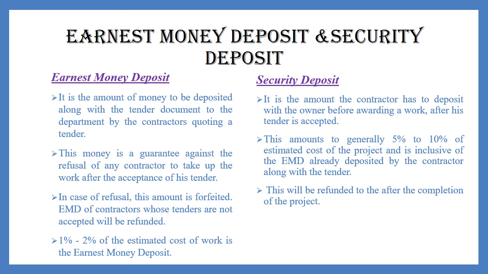If there is any fault in the construction and the contractor refuses to reconstruct the particular work, then the department will carry out work using this security deposit. If the contractor fails to do so, the whole or part of the security deposit is forfeited by the department. No interest is paid on the security deposit.